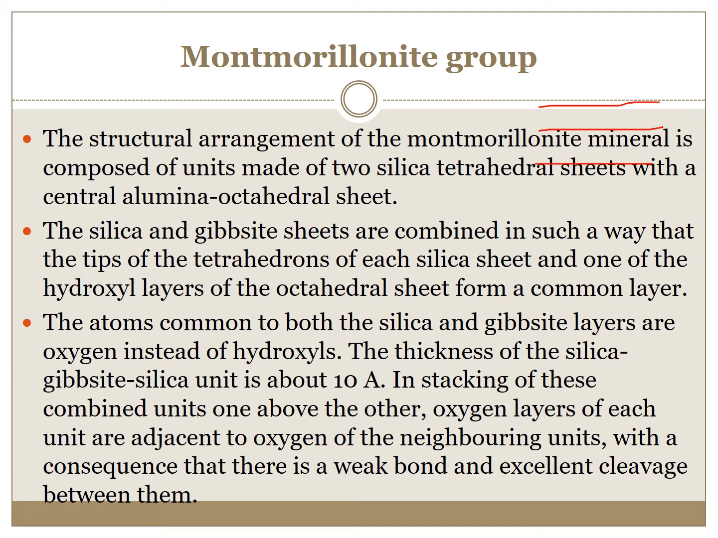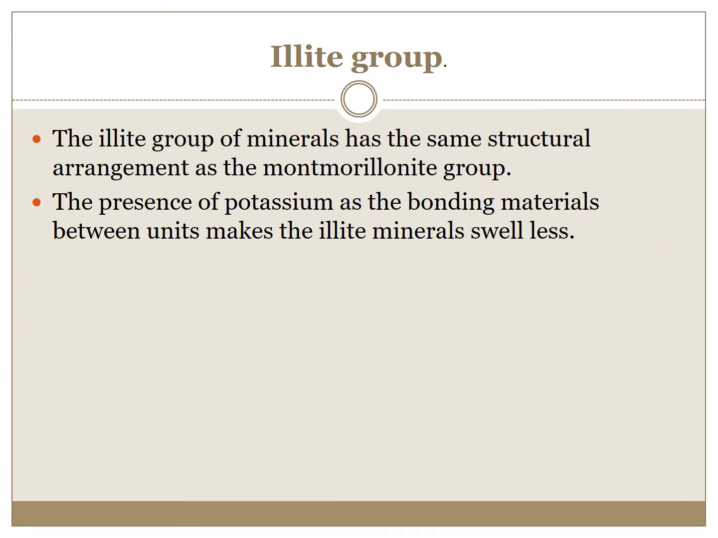For example, black cotton soil contains montmorillonite mineral. Okay. Next, illite minerals. So the illite mineral has the same structural arrangement as the montmorillonite group, but the presence of potassium as a bonding material between two structural units makes the illite mineral swell less.